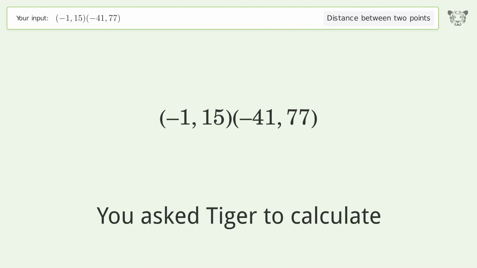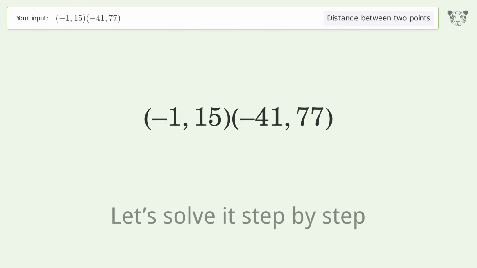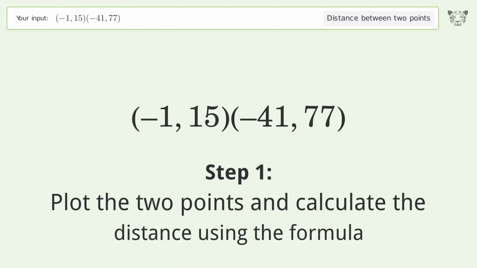You ask Tiger to calculate. This deals with the distance between 2 points. The distance between the 2 points is the square root of 5,444, or 73.783. Let's solve it step by step. Plot the 2 points and calculate the distance using the formula.